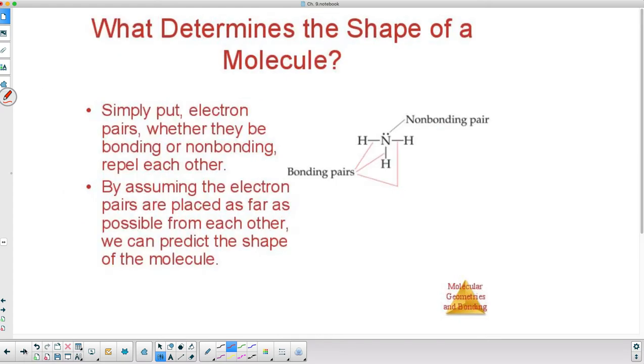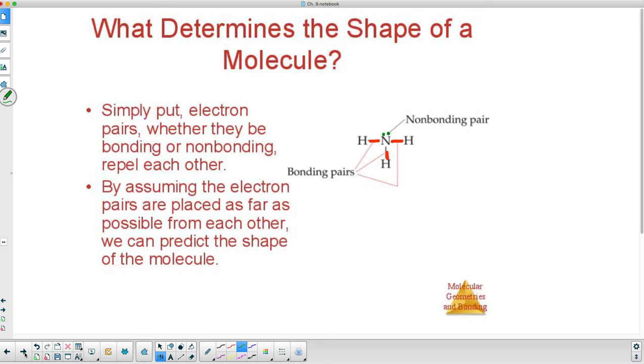So what determines the shape of the molecule? Here's the deal. You have 2 different types of electron pairs when we write a Lewis structure. You have bonding pairs, which you see here in red, between the nitrogen and the hydrogen, and non-bonding pairs, or what we call lone pairs, that I just put in green there. They both determine the shape. Each one of these, whether bonding or non-bonding, pushes off on the others, they repel each other, and they determine the shape of the molecule.